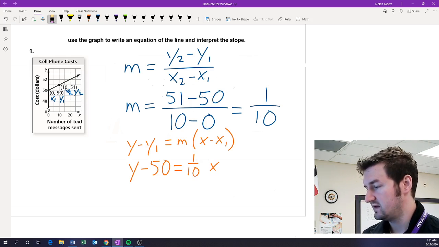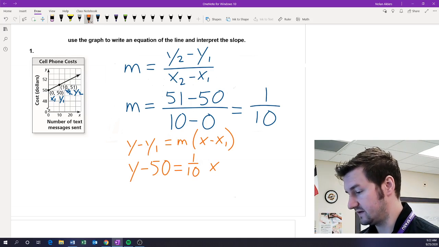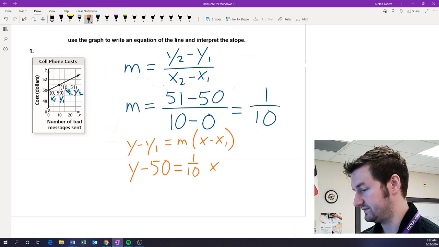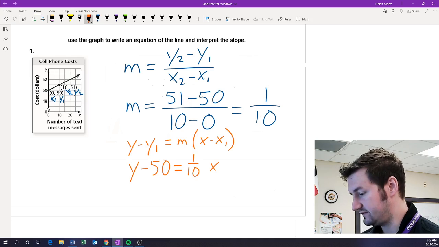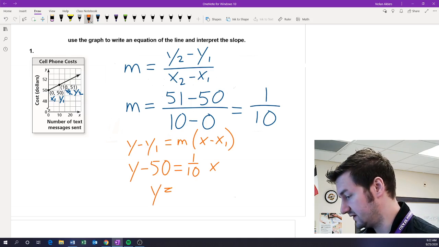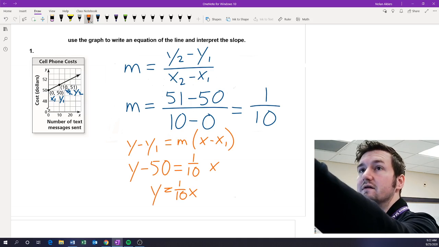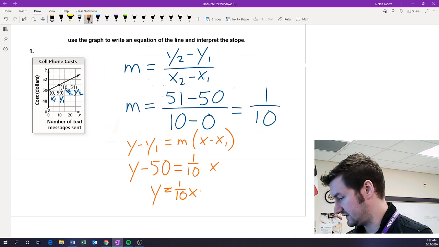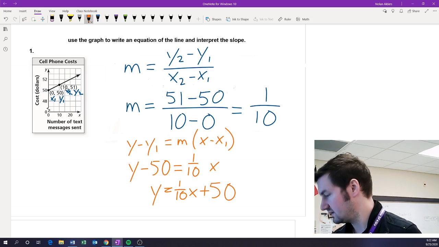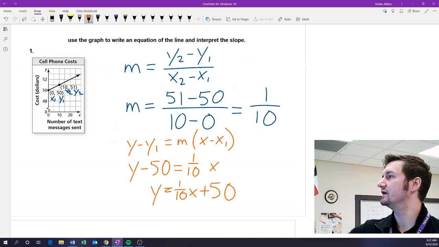So there we go. Now if we wanted this in slope-intercept form, we can just add the 50 to the right, so we'll have y equals 1/10 x plus 50. And hopefully y'all can see that. 1/10 x plus 50. So this is asking us to interpret the slope.